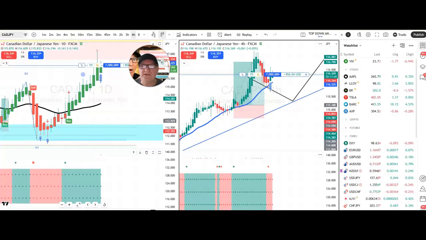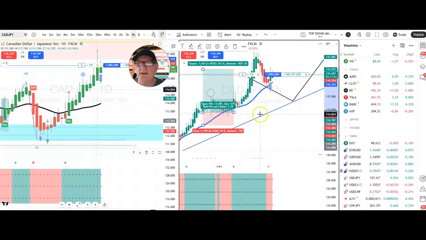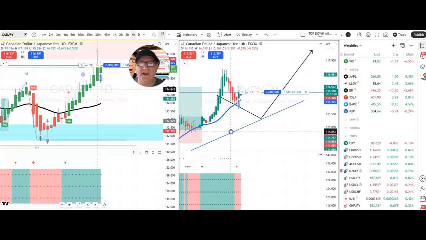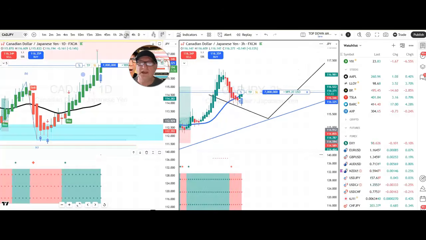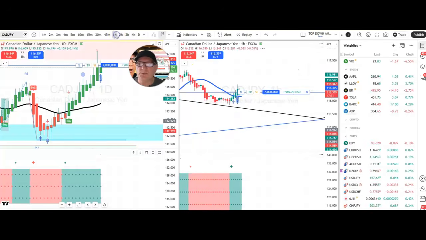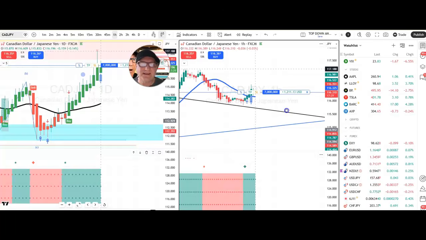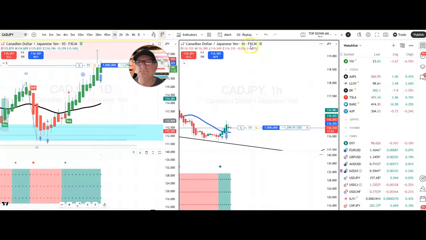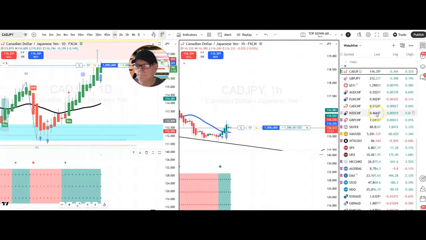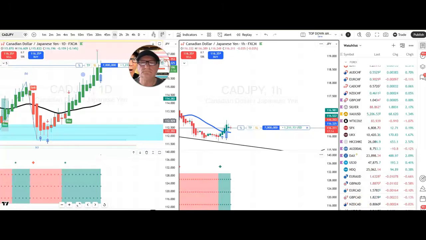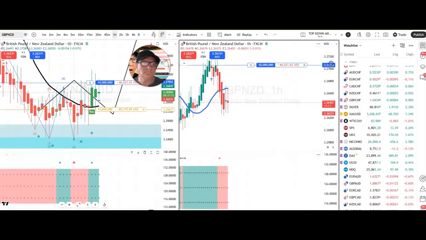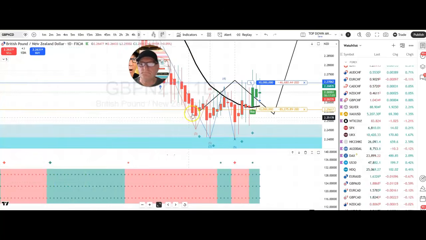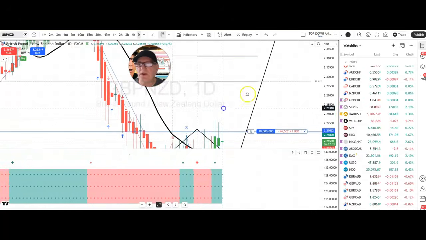Once again, we can see the Canadian yen, which is this one, moving higher. We can see that if you're not sure where to get in, and you're not sure if it's the right thing to do, look at the 4-hour, look at the 1 hour, 3-hour, 2-hour, and just make sure that the price is moving above the 20.